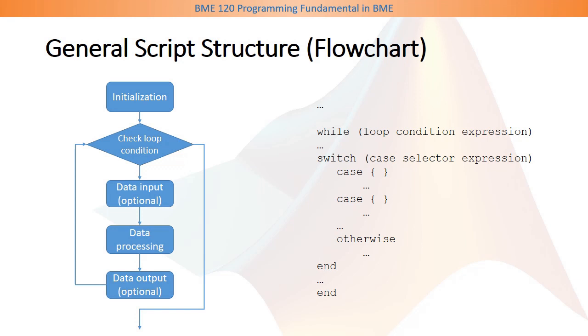So after you get the data, then you will do the data processing. Typically, based on the data value, you have different processing methods. So this is how the switch statement is used. After that, you need to output the data. It can be output through the command window, or it can write the data to a data file, or you just store the data back to a variable. So this loop will keep running until the loop condition changes to false. At that point, it will exit.